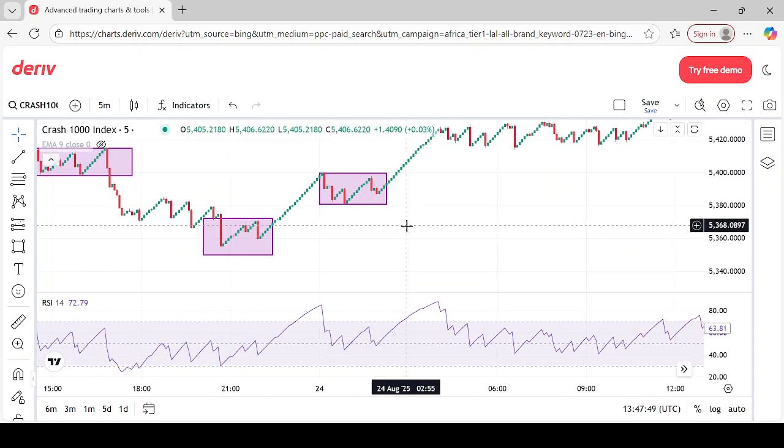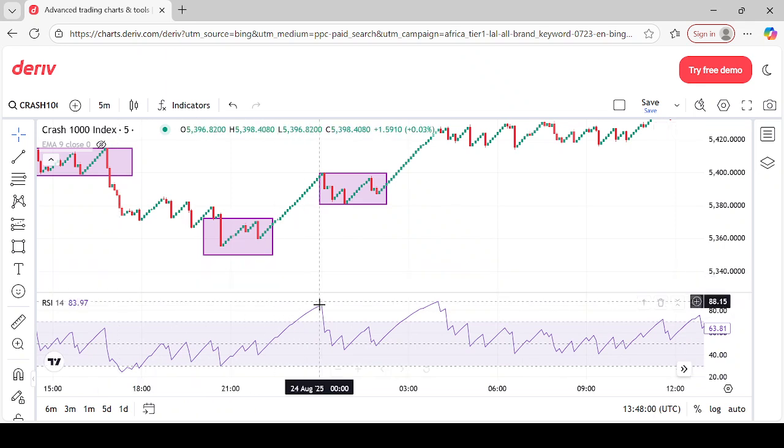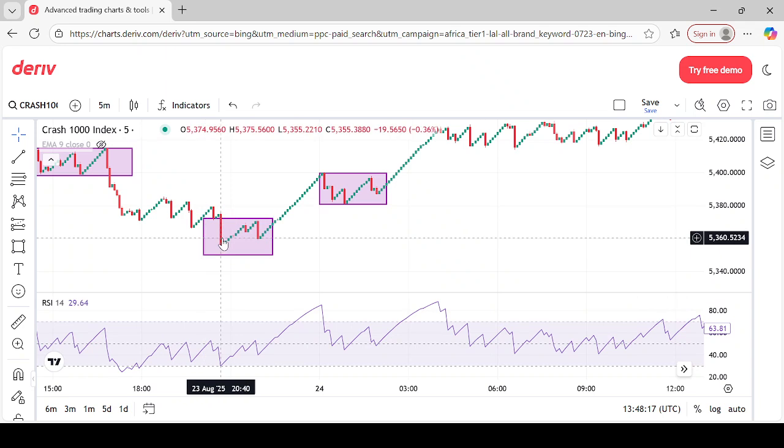Now the RSI, when it is below 30, you should know that it is an oversold condition hinting potential boom. Remember, when it's above 70, it is an overbought condition that is signifying a potential crash. While when it is below 30, it is an oversold condition which is signaling or hinting at a potential boom. This is what you need to know about this strategy.